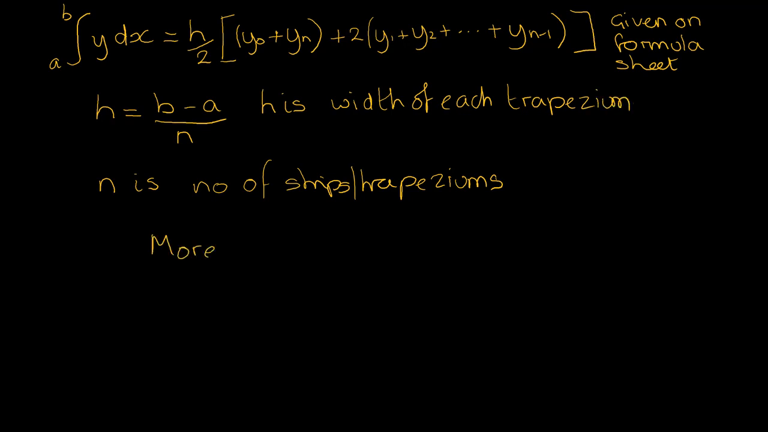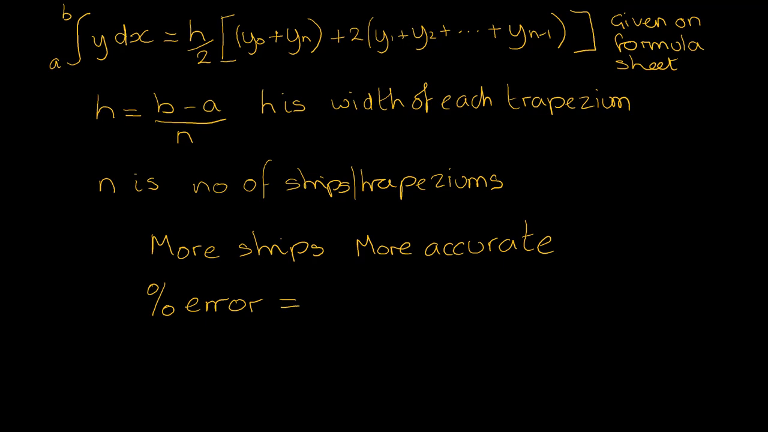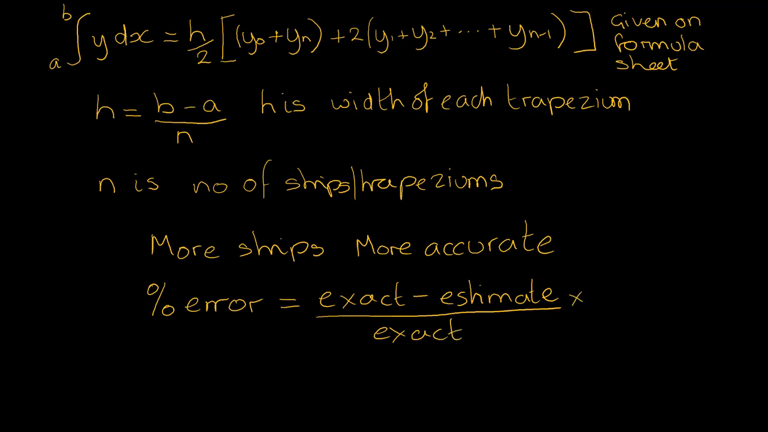Now, the more strips you do, the more accurate your estimate is going to be. And sometimes they might ask you to work out how close your estimate is, and this will be in terms of the percentage error. So you may actually have to do the integration to get the exact value. It'll be the exact minus your estimate, divided by the exact, then multiply all of that by 100 to get the percentage form.